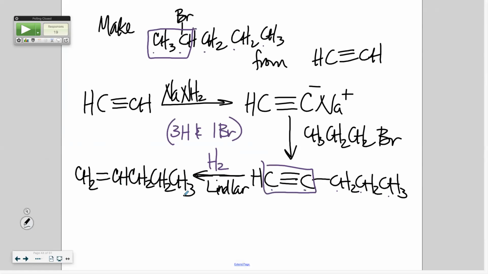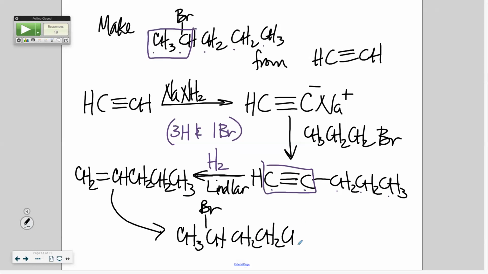What's the difference now between that and that? We put on 2 hydrogens. So we needed 3 hydrogens and a bromine. Now we need 1 hydrogen and 1 bromine. Okay, so to go from here to here, what kind of addition is it? Markovnikov. So what's our reagent? Just HBr. If you used HBr with peroxides, it would add the other way.